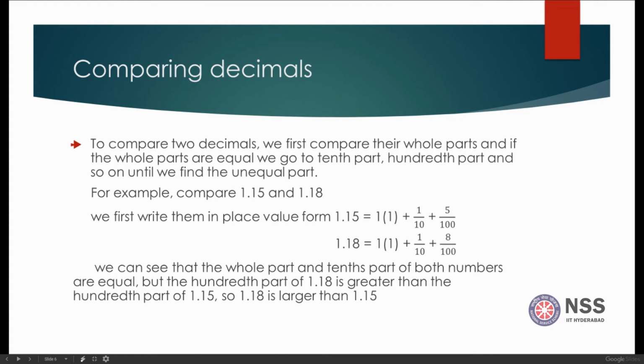For example, if we take 1.15 and 1.18, 1.15 can be written as 1 into 1 plus 1 into 1 by 10 plus 5 into 1 by 100. 1.18 can be written as 1 into 1 plus 1 into 1 by 10 plus 8 into 1 by 100. In this problem, the ones places and tenth places are the same. But when it comes to the hundredth place, 1.18 is higher than 1.15. So we can say that 1.18 is greater than 1.15. Let's take another example. Please pause the video and do the exercise.